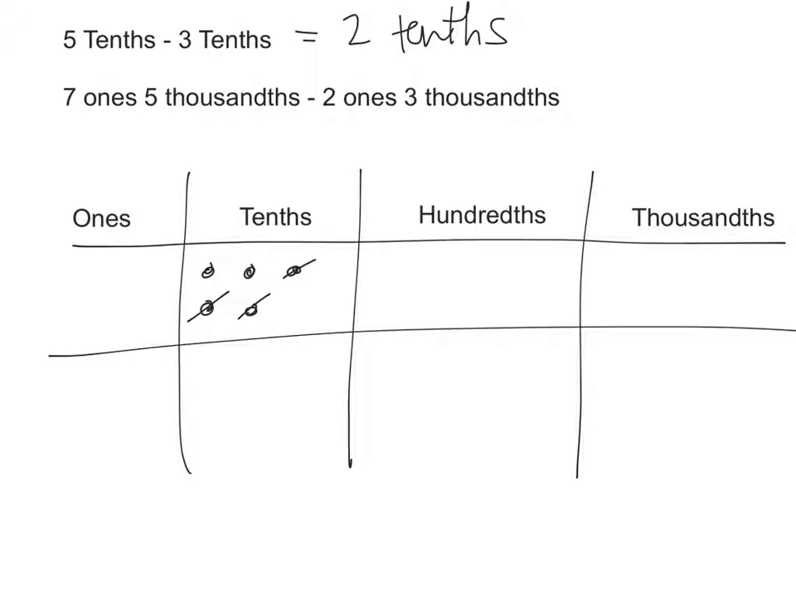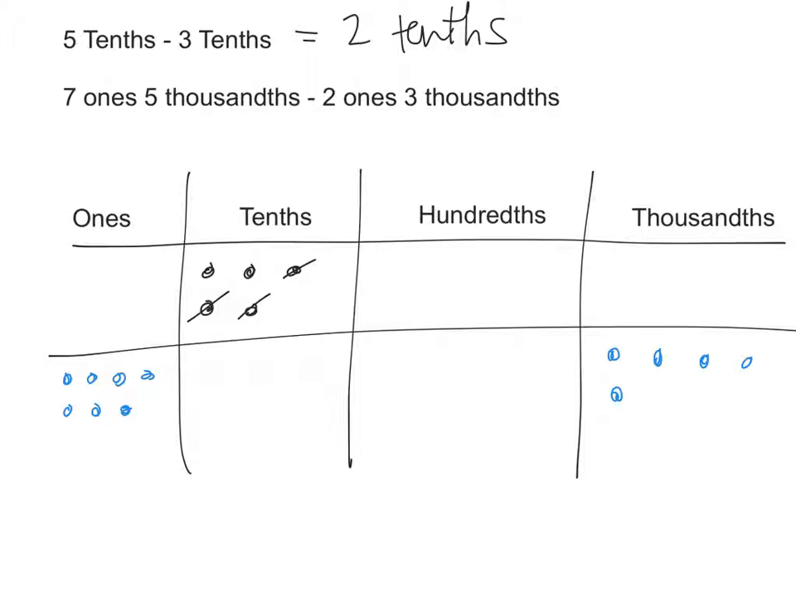Now for my second one, I have 7 ones and 5 thousandths. So tell me how I should draw the discs. What discs should I draw and where? Itai? You need to draw 7 discs in the ones place. 1, 2, 3, 4, 5, 6, 7. Okay. And then you need to draw 5 discs in the thousandths. You got it. So 1, 2, 3, 4, 5 discs in the thousandths place.